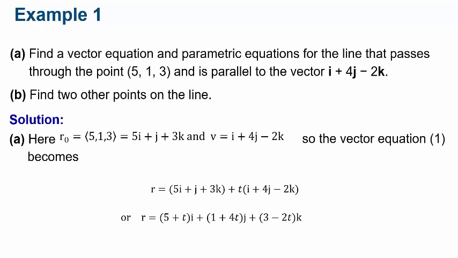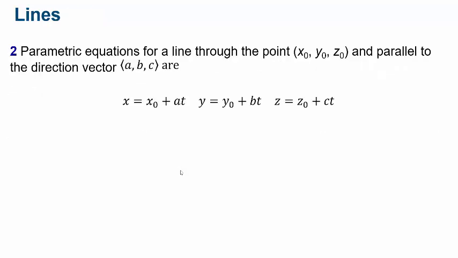So let's find a vector equation and parametric equations for the line that passes through the point 5, 1, 3, and it's parallel to this vector. So this is vector v, which is really 1, 4, -2. Then I want to find two other points on the line. The first thing we need to do is find the parametric equations for the line. So r sub 0 here is my point, 5, 1, 3, and my parallel vector v is equal to 1, 4, -2.